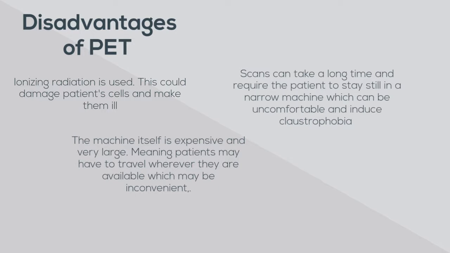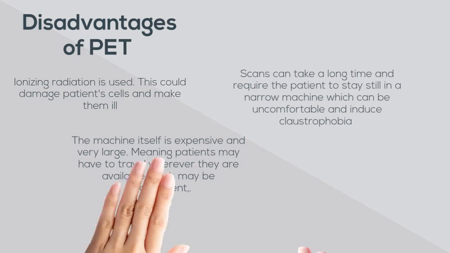Ionizing radiation is used during PET scans, which could damage patients' cells and make them even more ill. Furthermore, the machine itself is expensive and very large, so patients have to travel wherever they are available, which may be inconvenient. This is especially true because typically there is only one machine per million people.